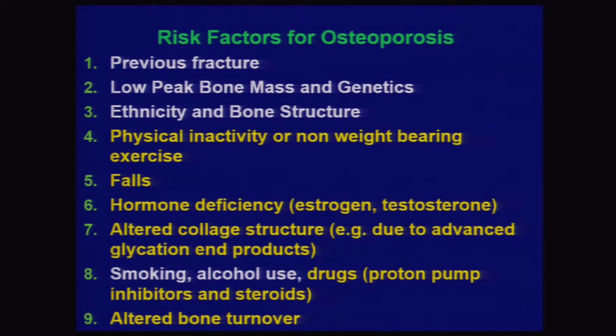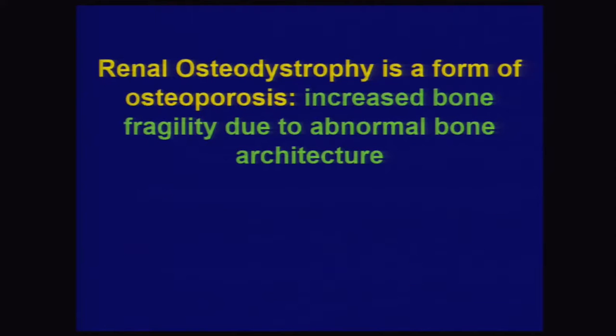Risk factors for osteoporosis are multiple. Previous fractures, low peak bone mass, and genetics. Our ethnicity defines our risk. Physical activity or being non-weight bearing, our risk for falling, hormone deficiencies, altered collagen structure, smoking, alcohol, so various behaviors, and of course altered bone turnover. And renal osteodystrophy is a form of osteoporosis that is due to fragility from abnormal bone microarchitecture.